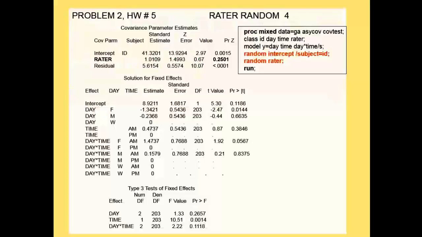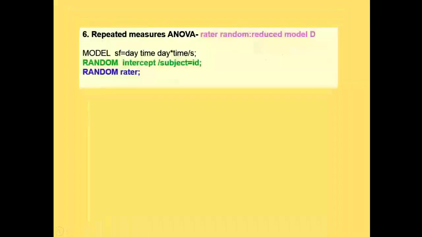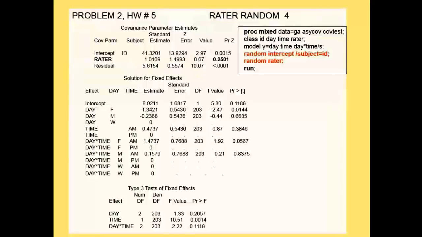Now, it turns out, this is rater. Now, look up here on the screen. You see what I've got in red? See the code I've written for random? That's the same code as what I wrote here. So I'm showing you the output for this model.